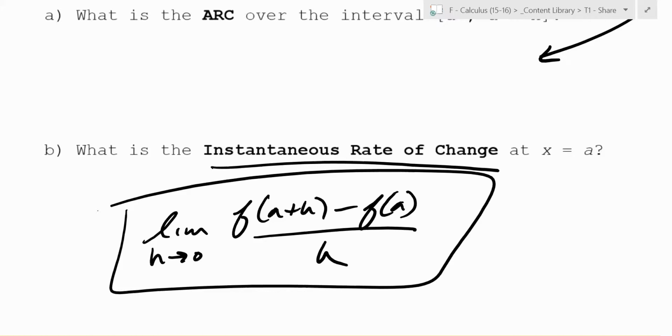Have we done limits like this before already? Yes. We factored, we canceled, and we got rid of h's and calculated them. This right here represents the instantaneous rate of change at x equals a. If you can compute this limit, that is the slope of the tangent line at that point.